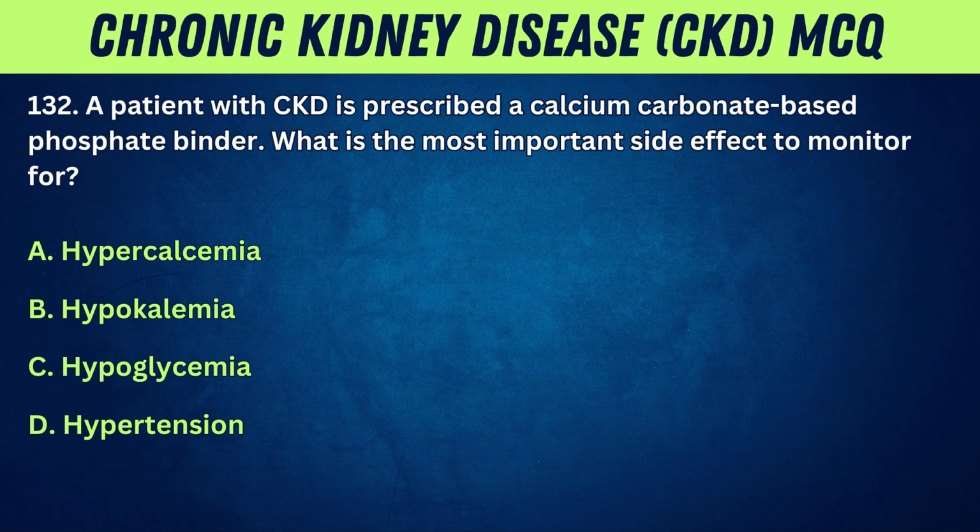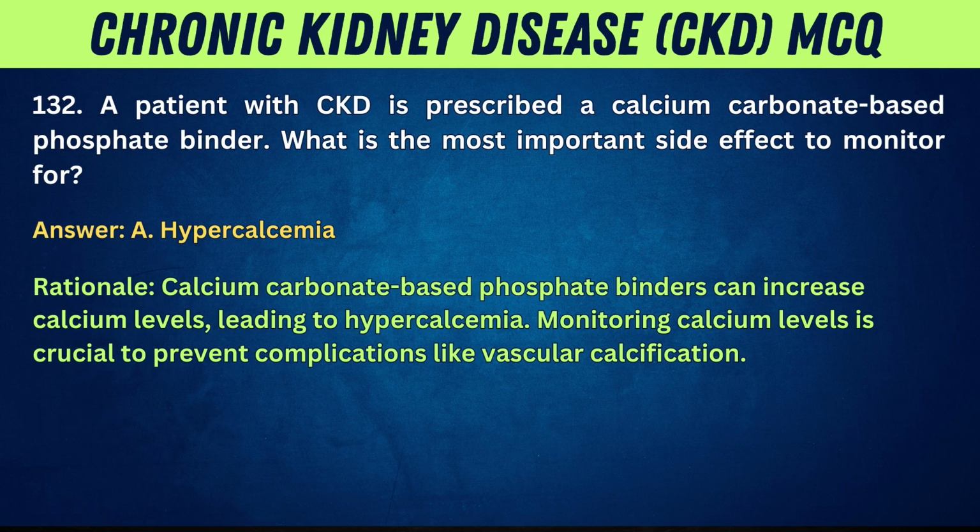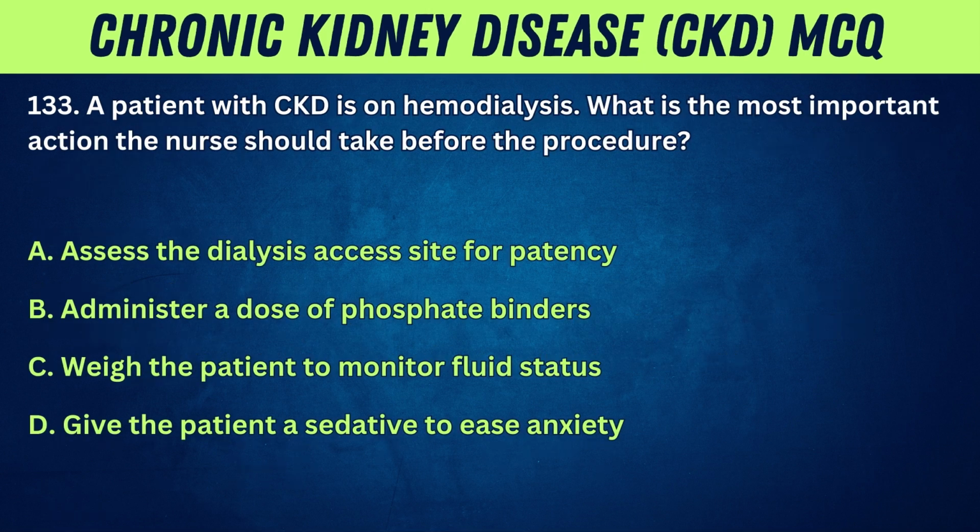132. A patient with CKD is prescribed a calcium carbonate-based phosphate binder. What is the most important side effect to monitor for? A. Hypercalcemia. B. Hypokalemia. C. Hypoglycemia. D. Hypertension. Answer: A. Hypercalcemia. Rationale: calcium carbonate-based phosphate binders can increase calcium levels, leading to hypercalcemia. Monitoring calcium levels is crucial to prevent complications like vascular calcification.